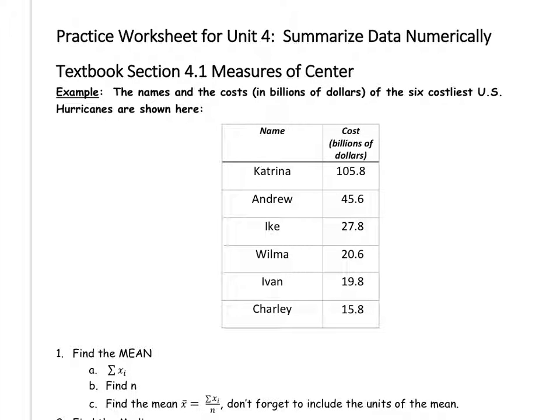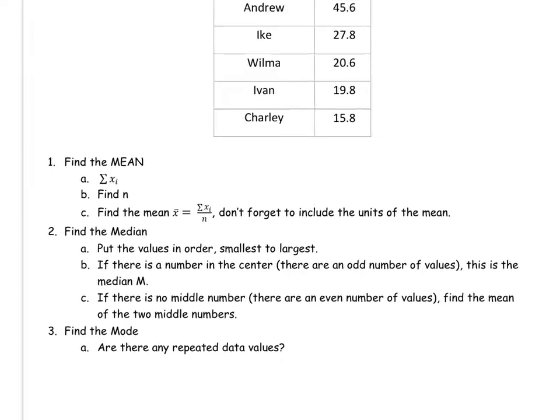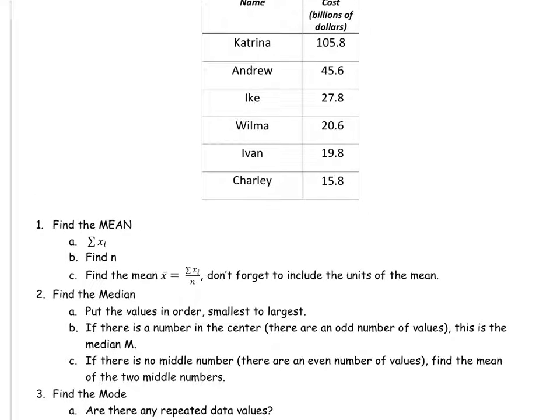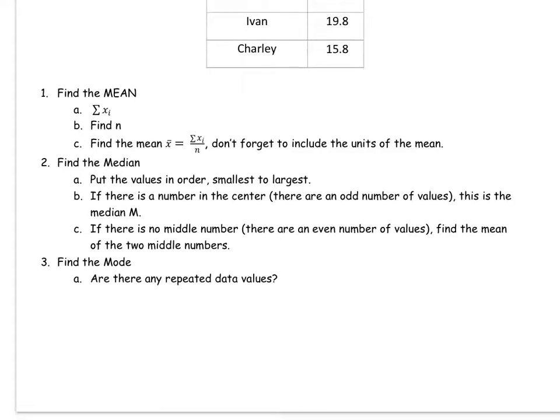So here's the example. The names and the costs in billions of dollars of the 6 costliest U.S. hurricanes are shown here. You can see Katrina tops the list with $105.8 billion in cost, damages and rebuilding, and then all the way down to Hurricane Charlie, $15.8 billion. Let's go ahead and find our measures of center. We're going to find the mean, the median, and the mode.